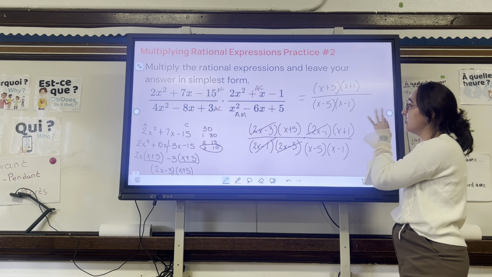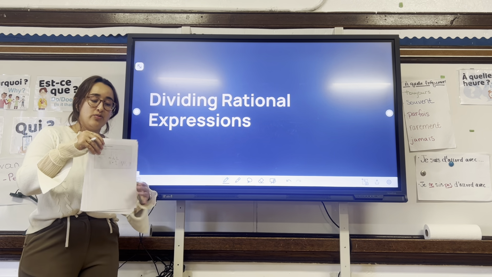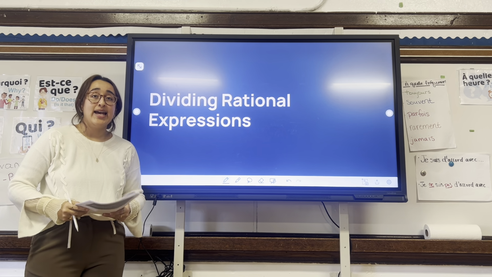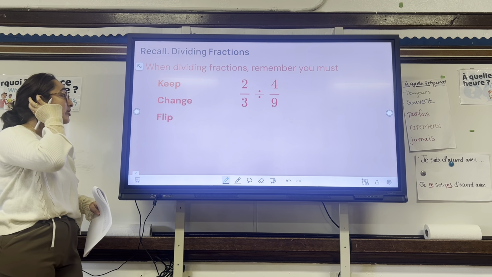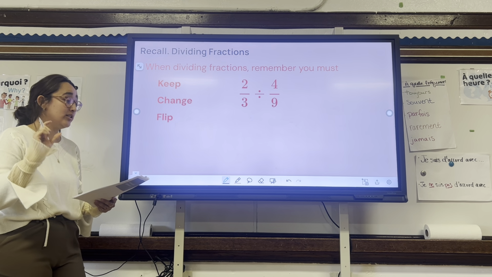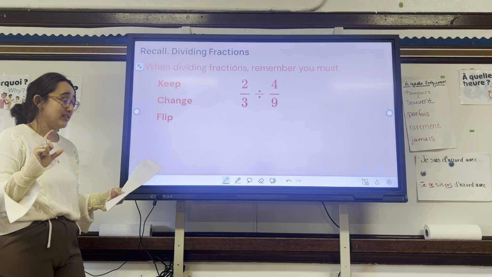Last step is dividing, all right? You're dividing rational expressions. For simplifying, multiplying, dividing, things are going to work the same. The only difference is that when you divide fractions, remember there's a special rule. It is called keep, change, flip. It's like KFC, but not.